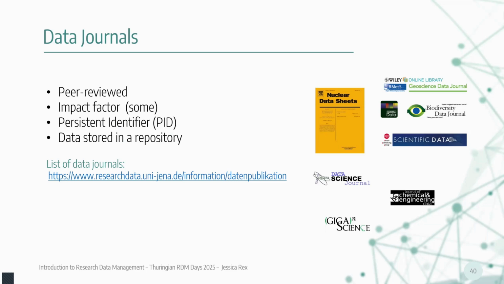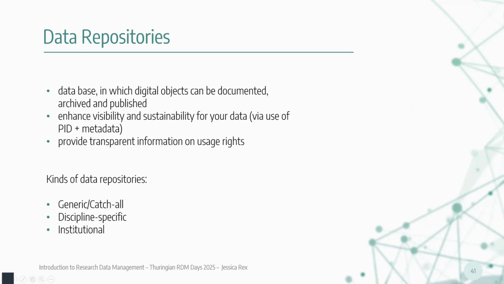And there's a whole host of data journals that have sprung up over the last couple of years. There's a list of data journals that I've provided for you on the slide, hosted by our colleagues at Uni Jena, where you can actually have a look at which kind of data journals are available right now. Now, as I've said, this one is quite a lot of effort, and generally, most researchers will rather be going with the option of a data repository. So what is a data repository?